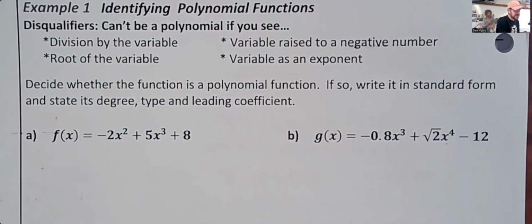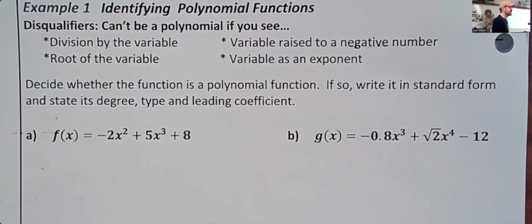Identifying polynomial functions. First of all, these are disqualifiers for something that is a polynomial function. Polynomial functions need to be what we would call continuous. So basically, there's like a flow to the graph, like it's going to keep going end to end forever. There's not going to be any weird breaks or things like that in the middle of them.